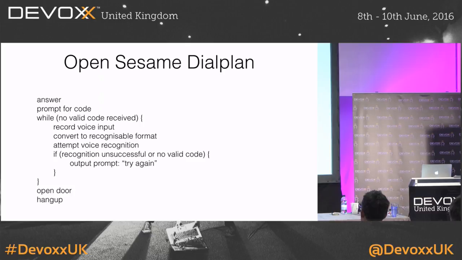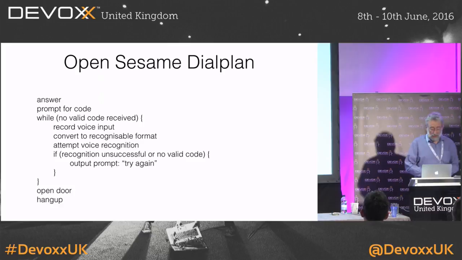And we keep on doing this until either they get fed up or hang up. I haven't got any timeouts in here, though that might be a good idea. You might put a limit on the number of times they could do this. And then if we actually manage to get through, we'll open the door and hang up. So that's the idea of the plan.